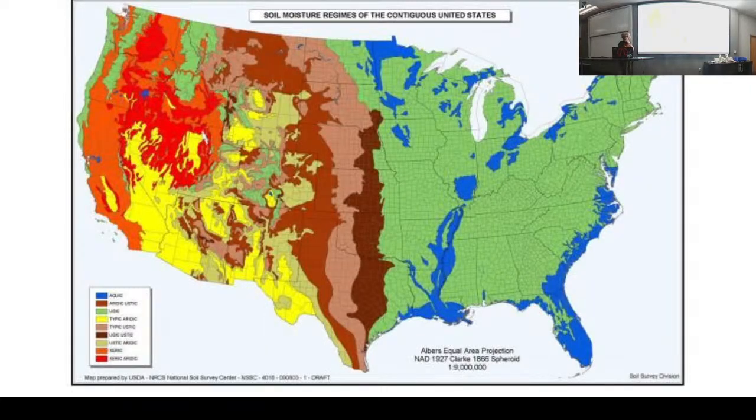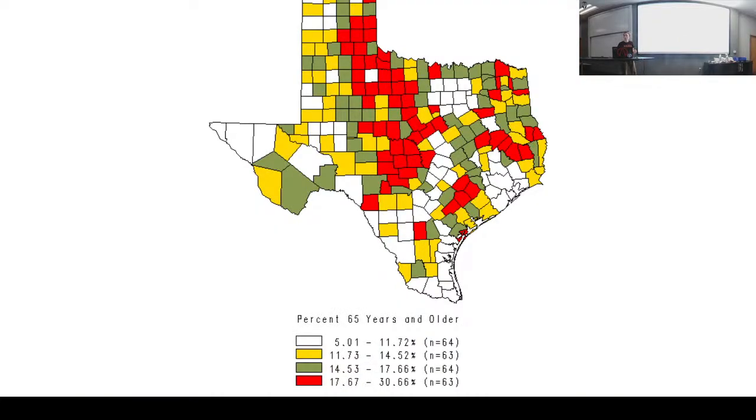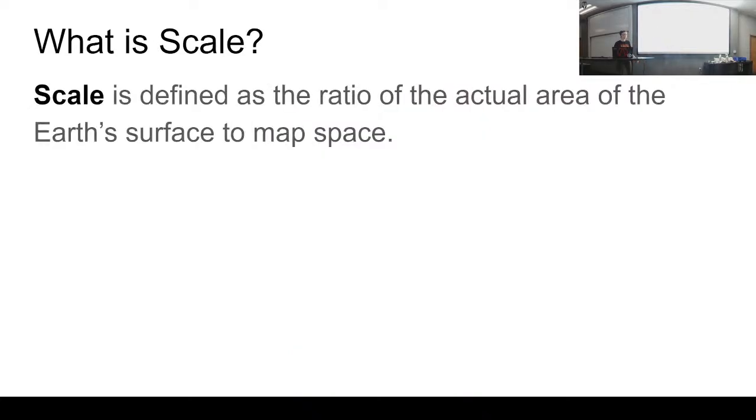So let's look at some other thematic maps. Here the theme seems to be moisture regimes. So this would be talking about hydrology. So water is our theme here. This appears to be the percent of people 65 years and older. So our theme here of Texas, even though it's showing all the little breakdowns of counties in Texas, is not a reference map because it has colors, it's got a theme, it's showing us specific data.